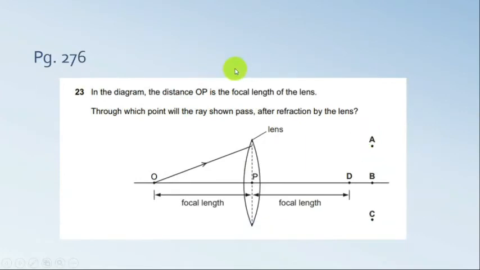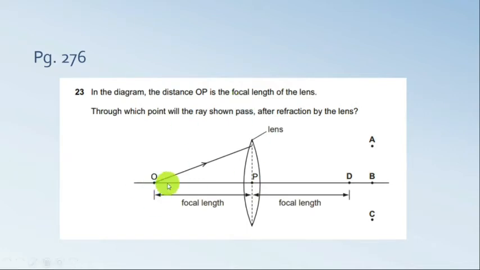In the diagram, the distance OP is the focal length of the lens. Through which point will the ray shown pass after refraction by the lens? So here is the lens. I have this ray. Remember we said before, here is the focal length. So it means this point is what? The principal focus.